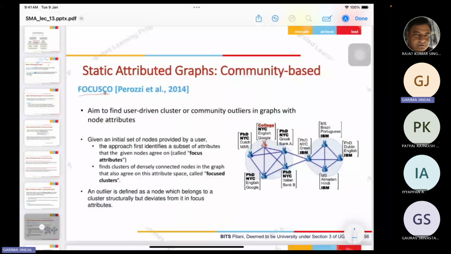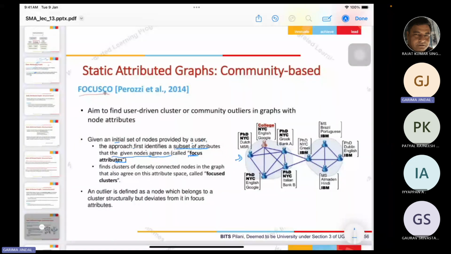So in this algorithm, we try to identify the community. Okay, then there is something called focus attributes. Given the initial set of attributes provided by the user, the approach first identifies the subset of attributes that the given node agrees on. If there are, suppose, 10 attributes, then amongst those 10 there will be two or three attributes that define that community, and those attributes are similar for all the other nodes in the network.